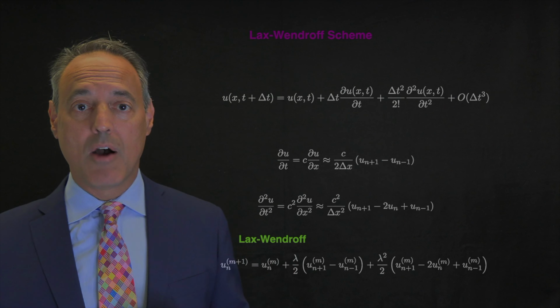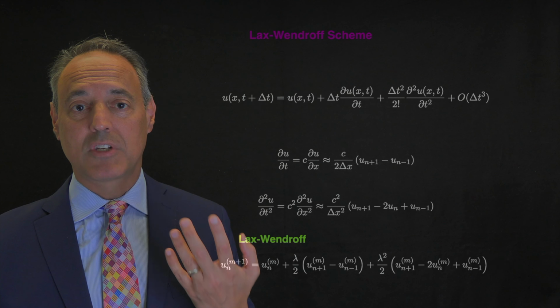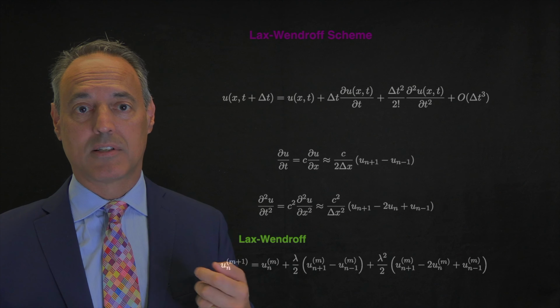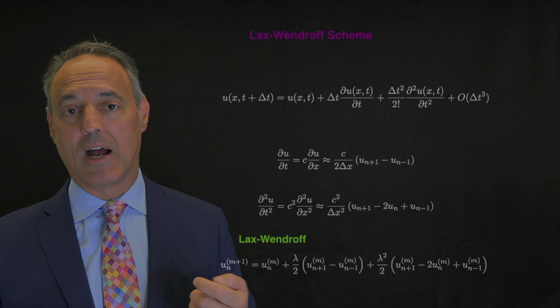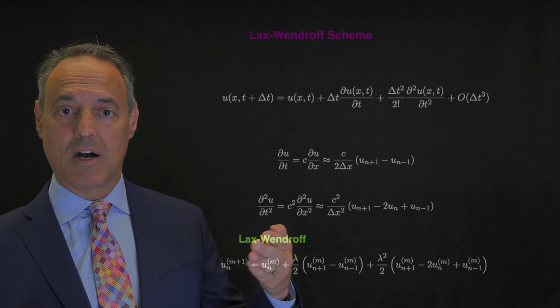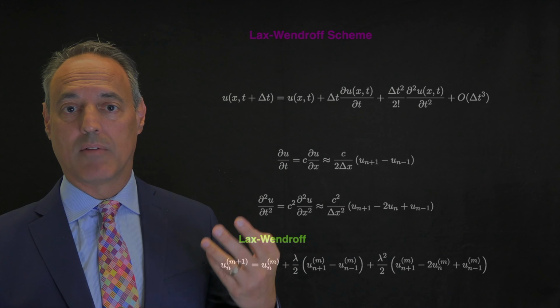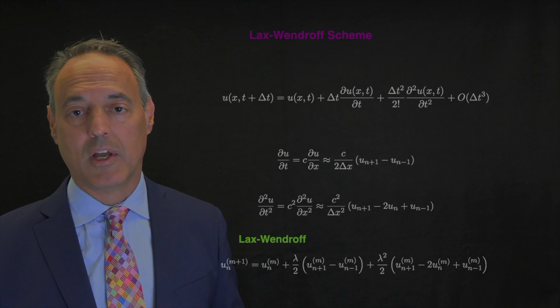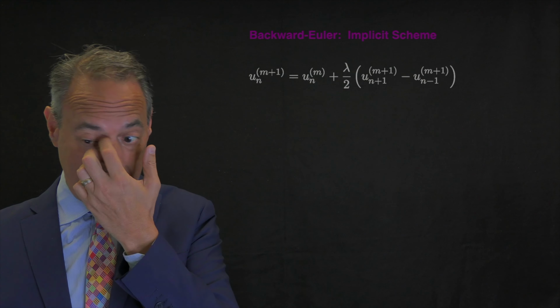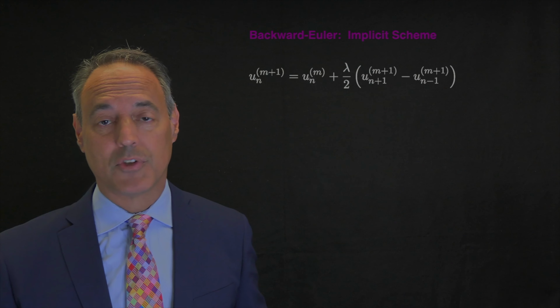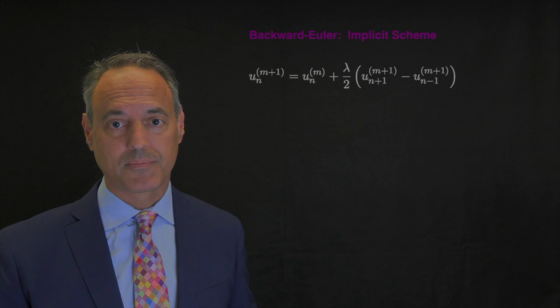So now what we have is we've got 4 schemes. We have Leapfrog 2.2, where we have forward Euler in time and center difference in space. We have Leapfrog 2.4, and Lax-Wendroff. We're up to 4 schemes. Let's do a 5th scheme. This is called the backward Euler scheme.